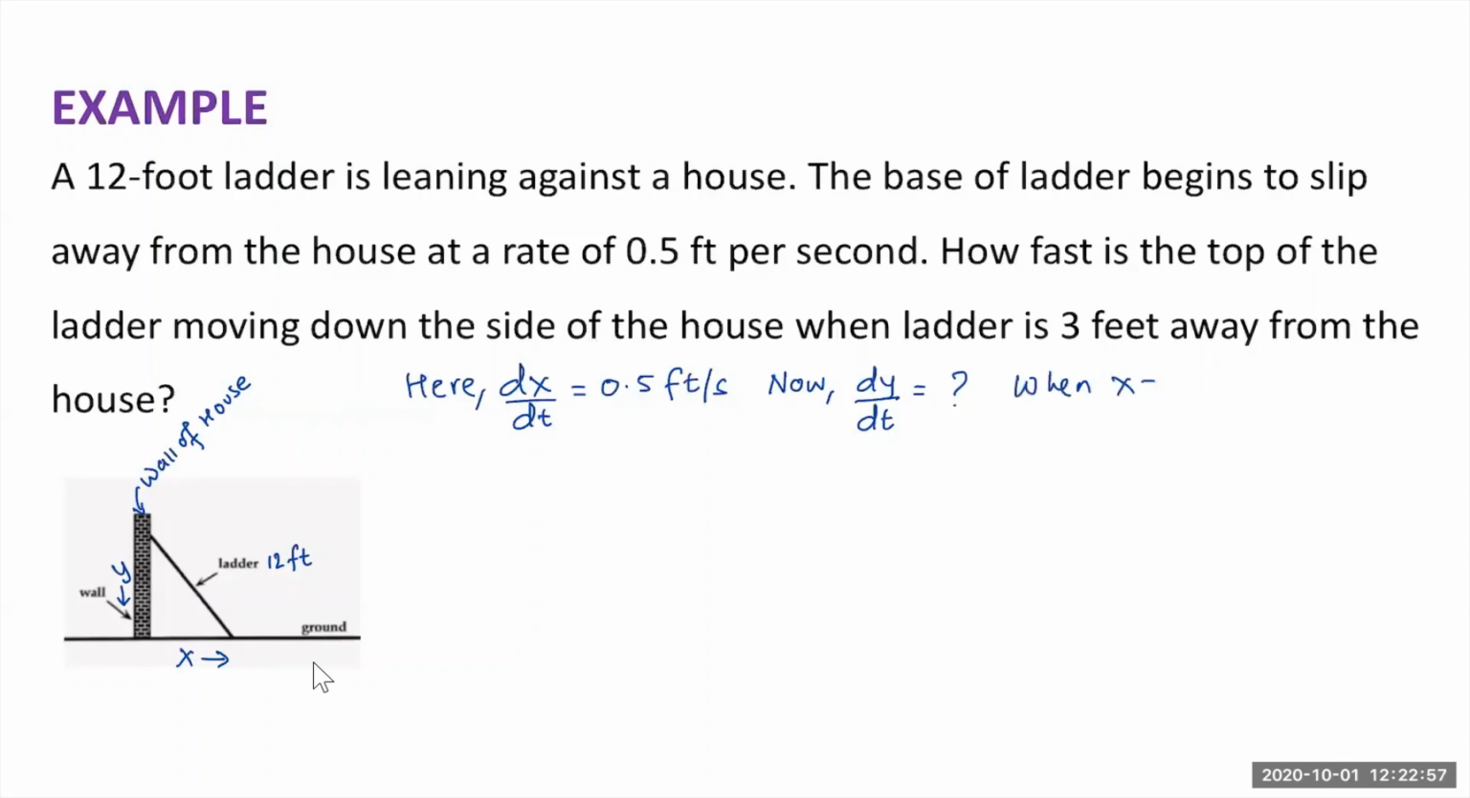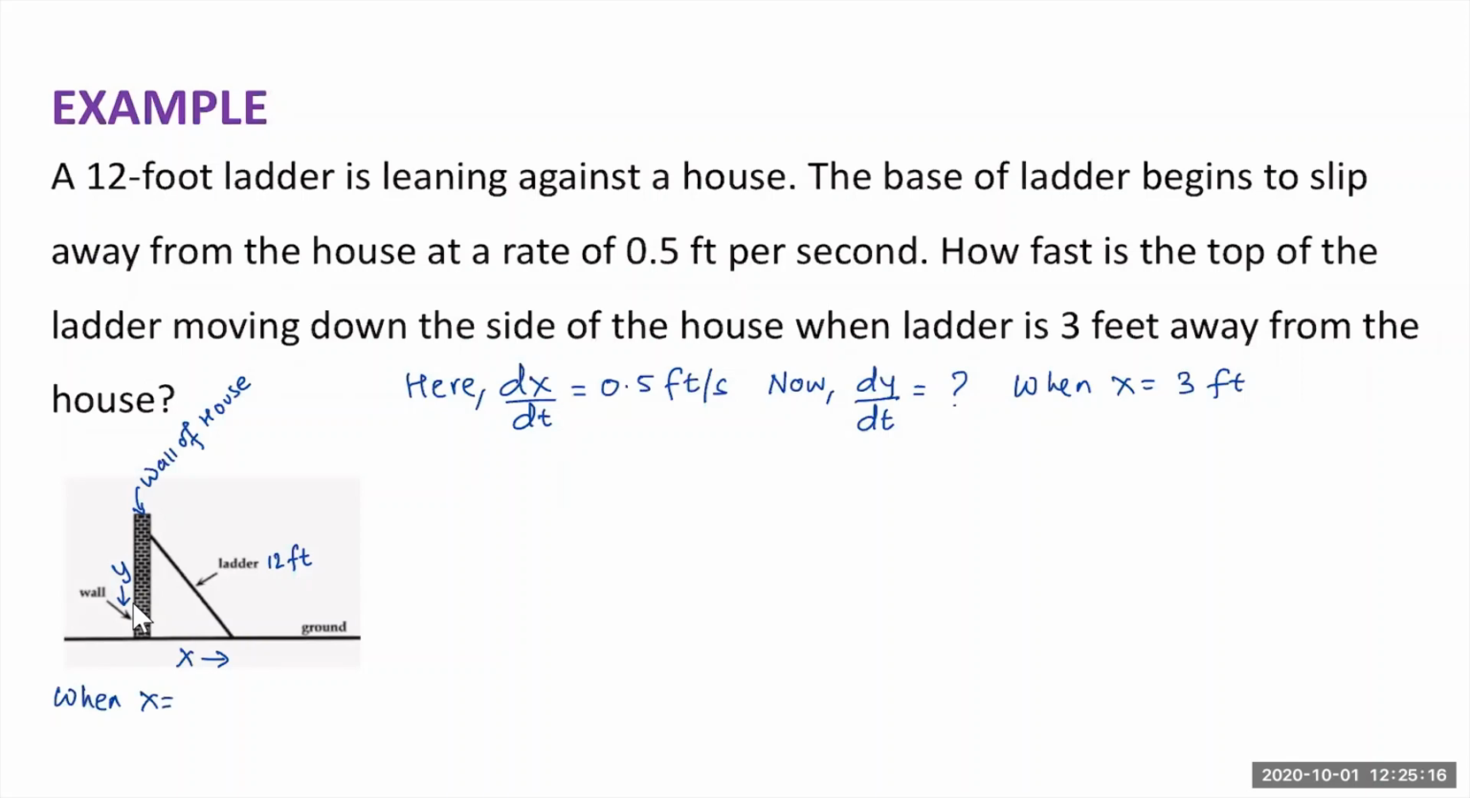When x is equal to 3 feet. That's what you have to find. We have to find dy over dt equal to how much when x equals 3 feet. So we are calculating this rate of change when x equals 3 feet. So let's find out, when x equals 3, what will be the value of y? Let's first find that before we calculate the rate.